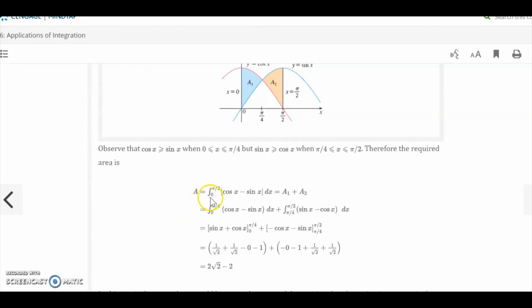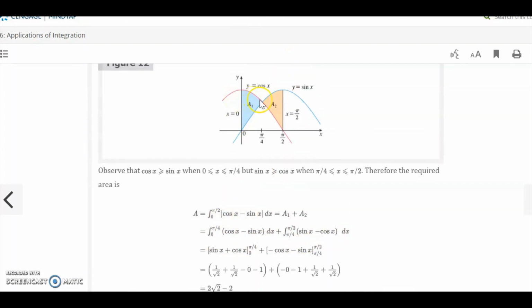Okay, so first they start out from 0 to pi over 2. They're subtracting the difference between. And notice they're taking the absolute value of it, and it's A1 plus A2. So they split it up into those two different integrals, and they have absolute value because notice that the top function switches halfway through. So we start off with having cosine at the top, and then we finish with having sine on the top.